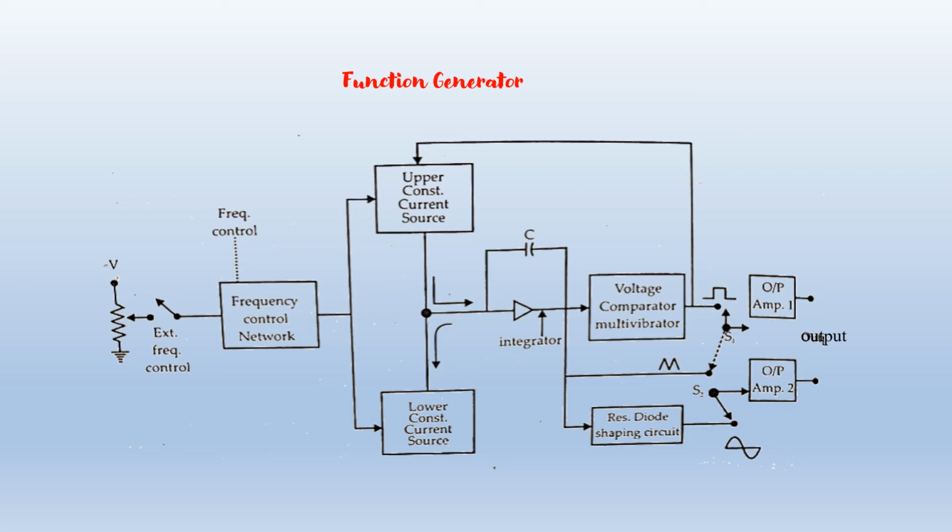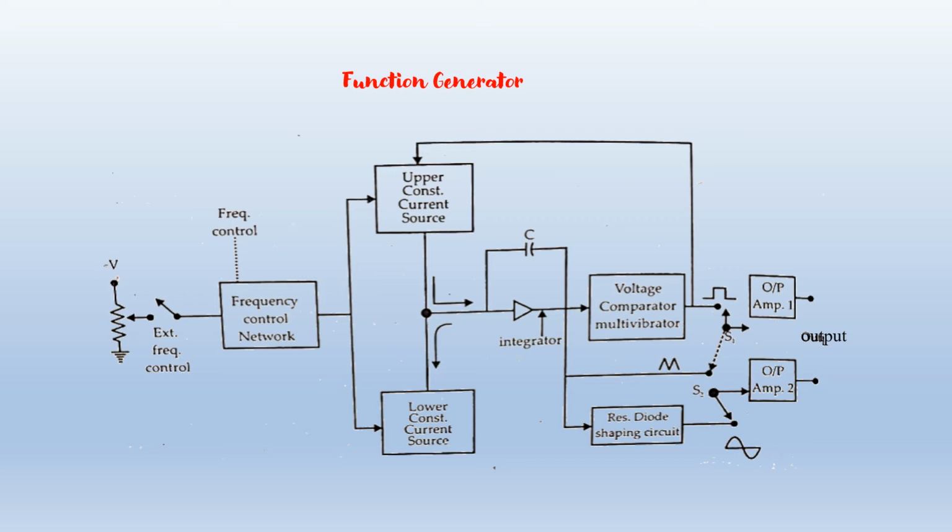As shown in this diagram, there are two constant current sources, the upper constant current source and the lower constant current source. It can be controlled with the help of the frequency control network. After this is the integrator circuit. Here in the integrator circuit, a capacitor is connected in the feedback path. At the output side, we can see the voltage comparator multivibrator, resistance diode shaping circuit and amplifiers. And here the feedback is provided.